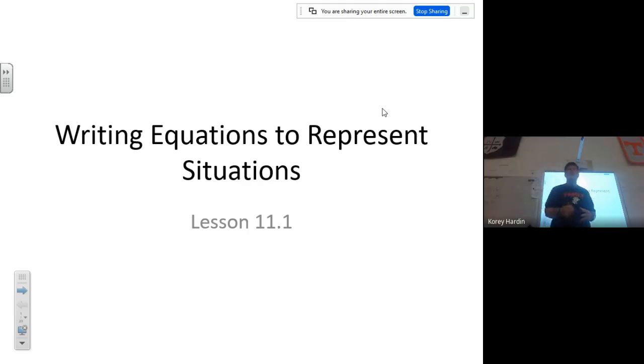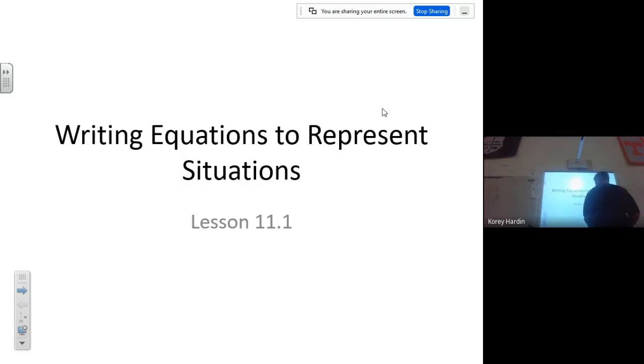What an equation is. If you will, please get out a clean sheet of paper. We're going to take our notes on a sheet of paper today. There is a little bit of writing, but it's very, very important today and tomorrow that you take good notes, okay? That you take good notes. So this is writing equations to represent situations, all right?